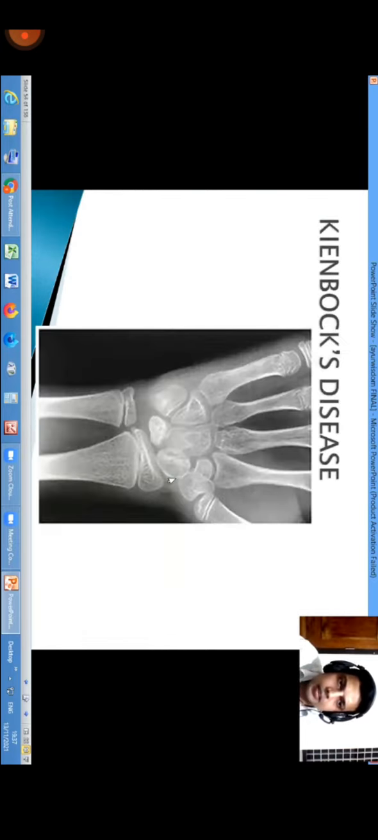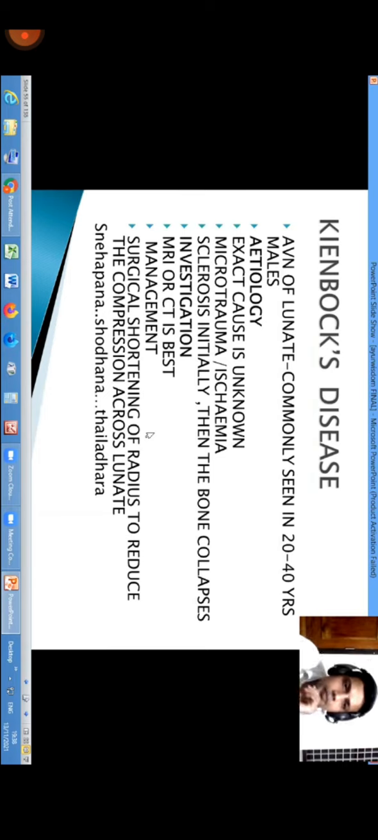And then another disease is Kienbock's disease. This is avascular necrosis of the lunate bone. Here you can see the lunate bone is shrunken in this X-ray. And avascular necrosis of the lunate is commonly seen in males aged 20 to 40 years. The exact cause is unknown, but microtrauma or ischemia is considered as the cause.